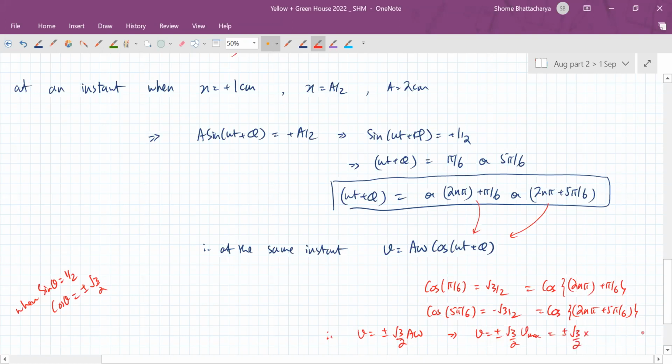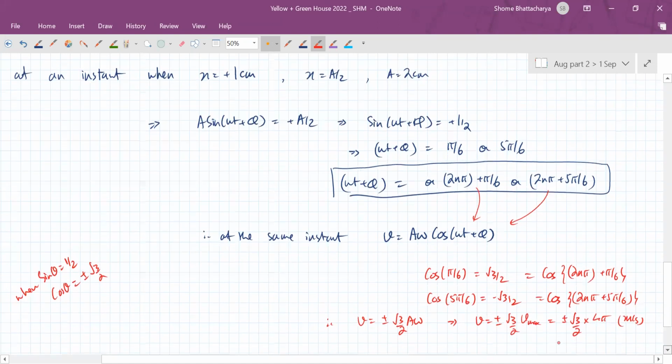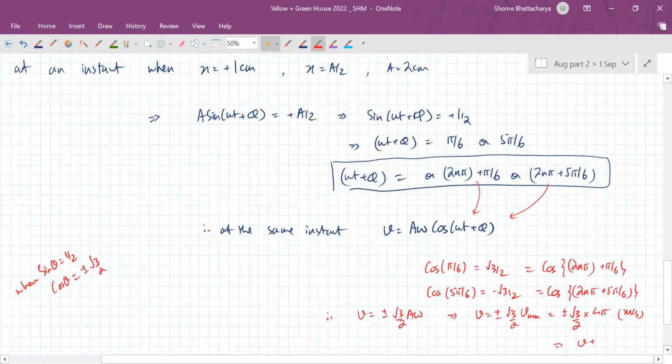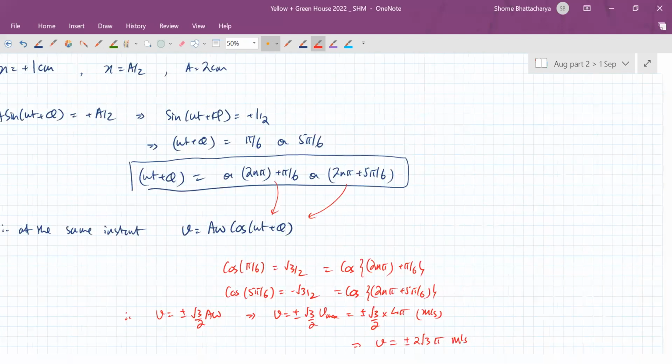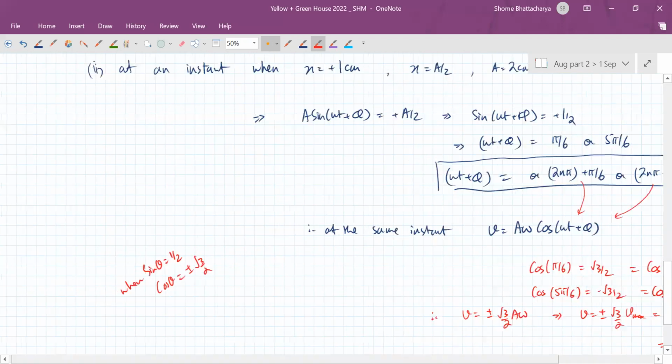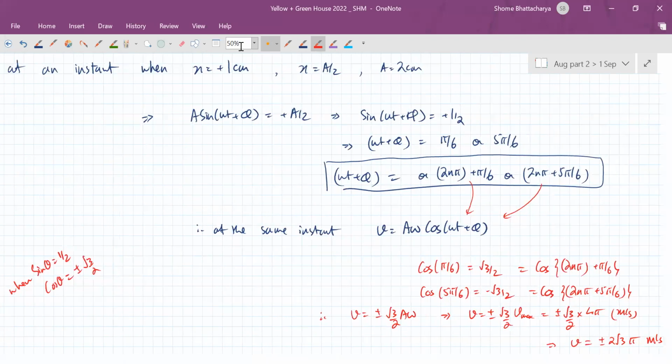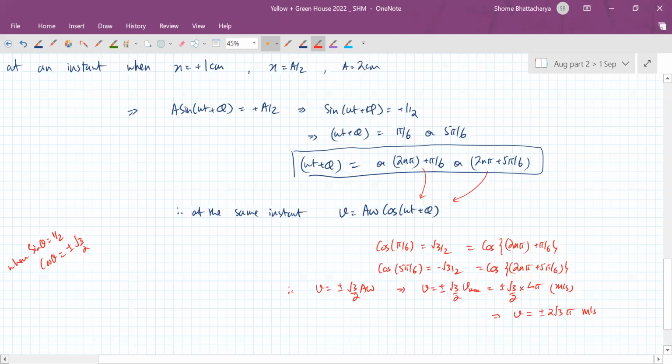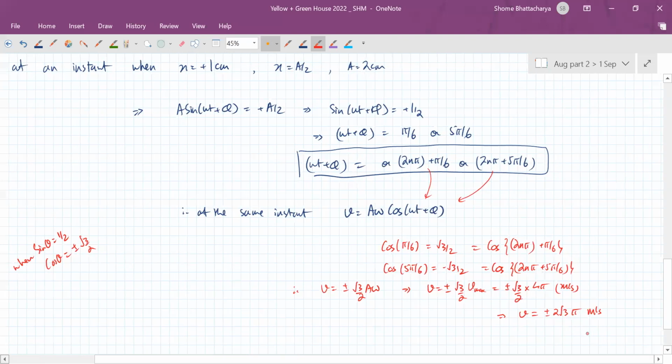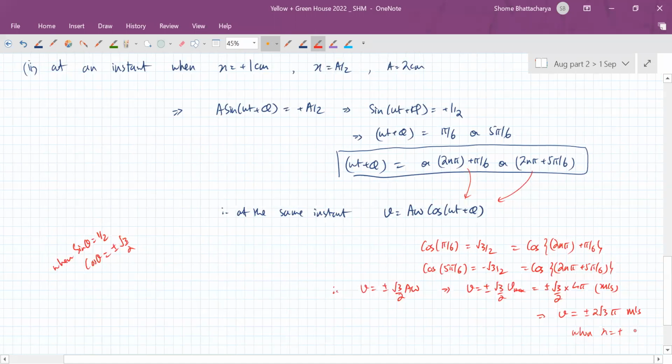which was how much? It was 4 pi, right? In meters per second. So V is equal to plus minus 2 root 3 pi meters per second, at the instant when x is plus 1 centimeter. So this becomes a solution to this part. Okay. Now similarly work out the logic for how we'll calculate acceleration at that instant. So this is when x is equal to plus 1 centimeter.